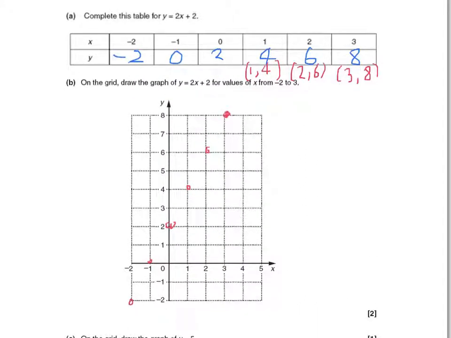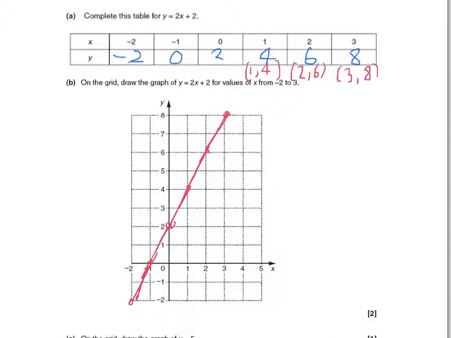And don't make the classic mistake that some people do at this point and forget to draw a straight line. You must get your ruler and your pencil and draw a nice straight line going through those coordinate points. And that is the graph y equals 2x plus 2.